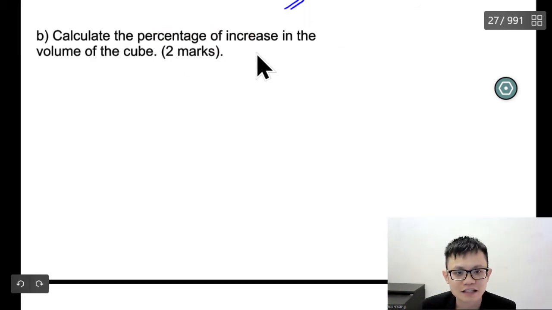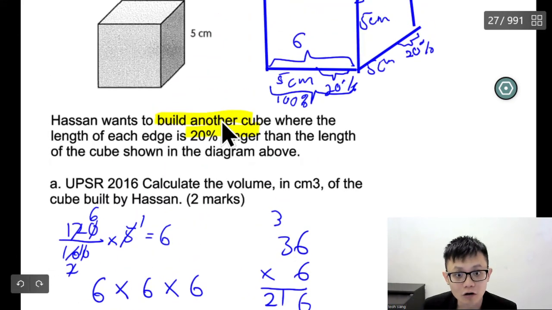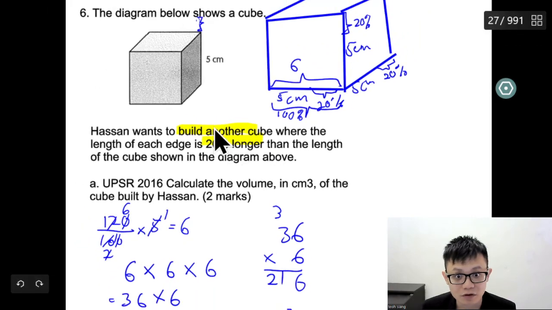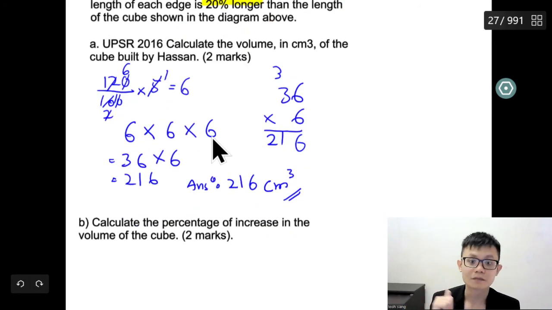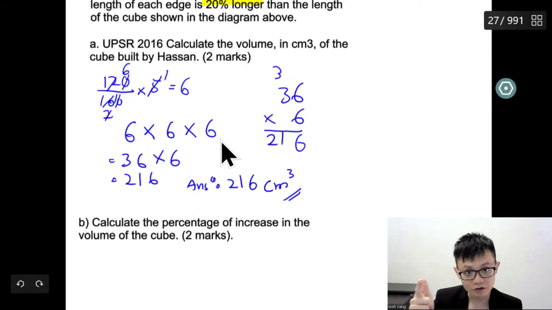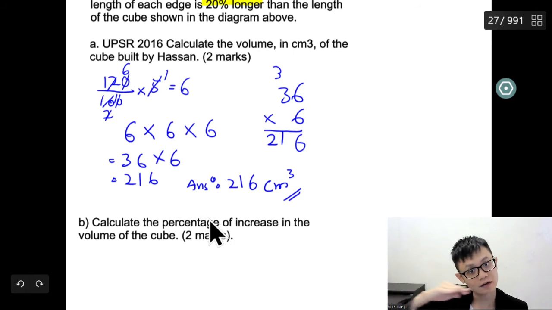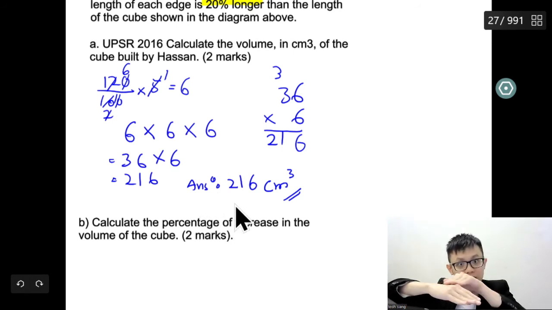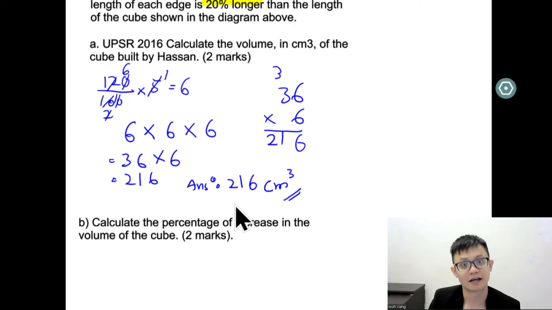Calculate the percentage increase in the volume of the cube. So this is the new volume, 216. The old volume, we don't have, so you need to count. You need to get the old volume and the new volume. The new volume we have already. After that, you can use the change over the original times 100.